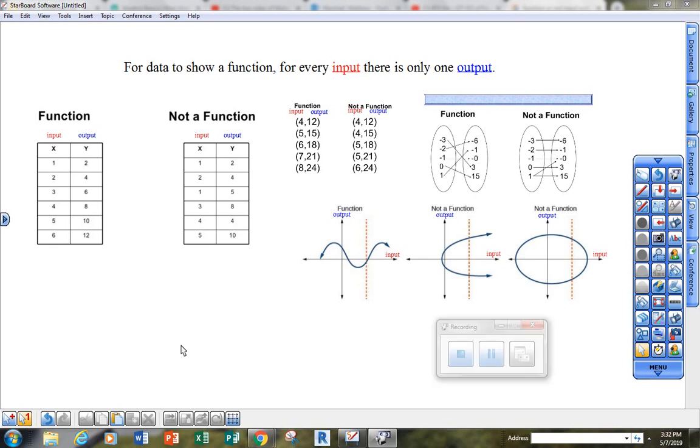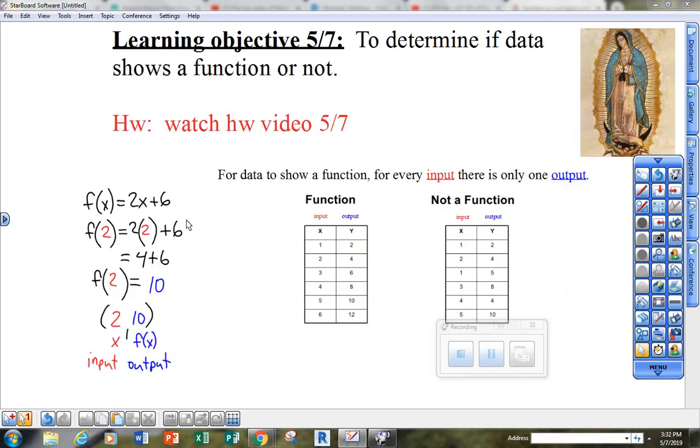Alright, what we learned in class today was when you're plugging in numbers into these functions, the first number that you plug in we call the input. When you do the math, the next number that gets spit out is called the output. So the x number, the input, the y number or the f of x number is the output.